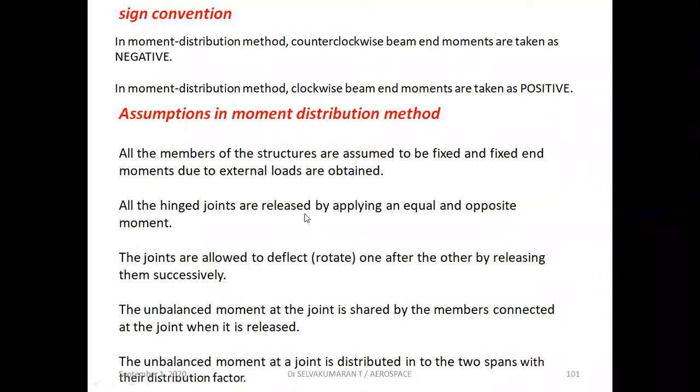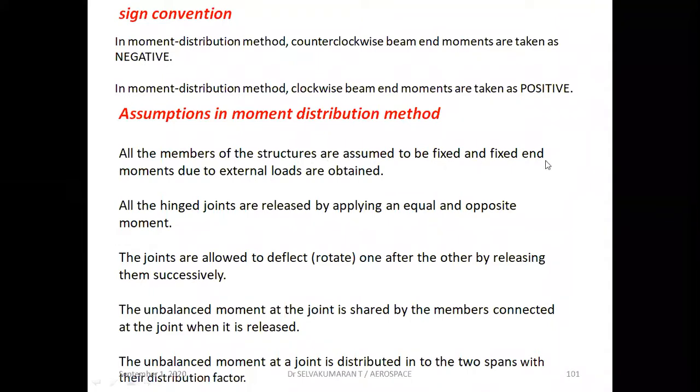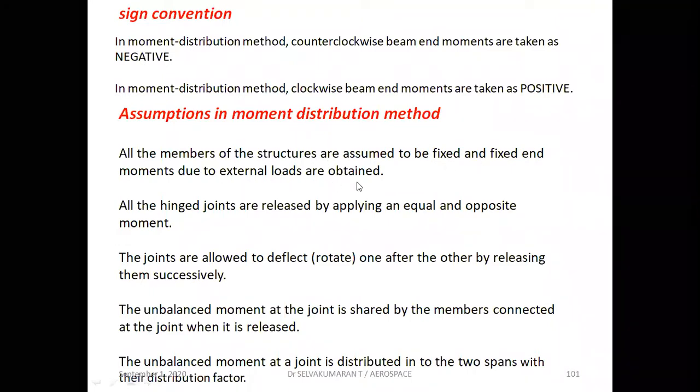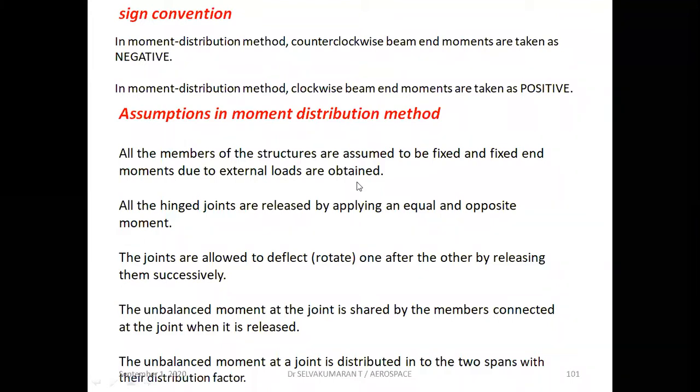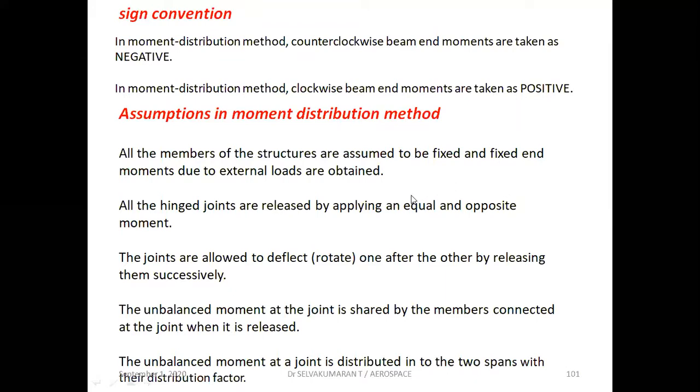And these are the assumptions or procedures followed for statically indeterminate beams in the moment distribution method. I'll just read out the things, and later I'll connect them with the problem. All the members of the structure are assumed to be fixed, and fixed end moments due to external loads are obtained. For example, if three supports, two spans are given, the individual spans are considered as fixed end beams. Then we will calculate the fixed end moments due to external loads. While solving the problems, you will come to know what is what.